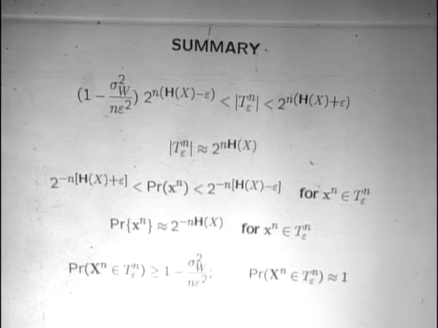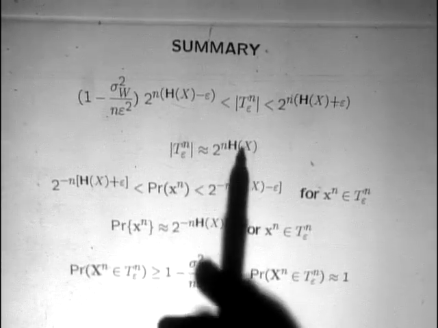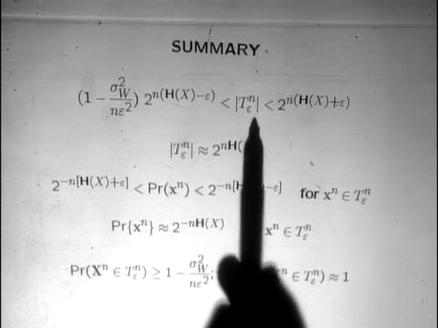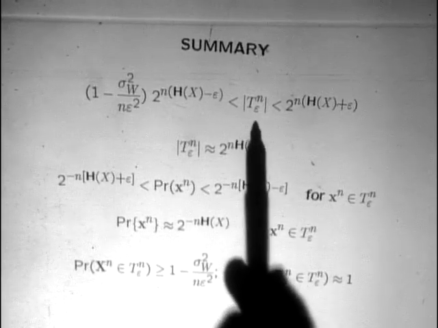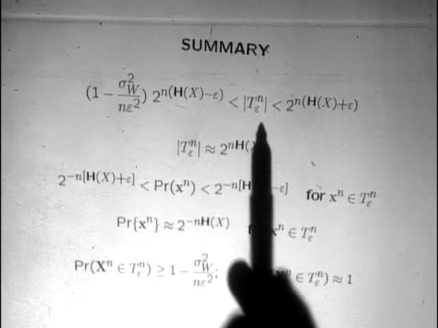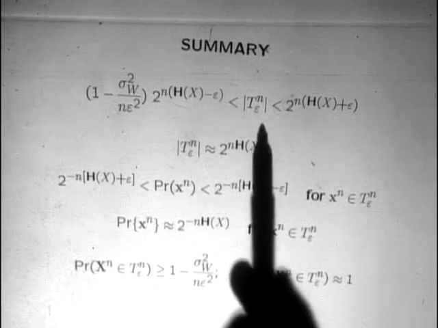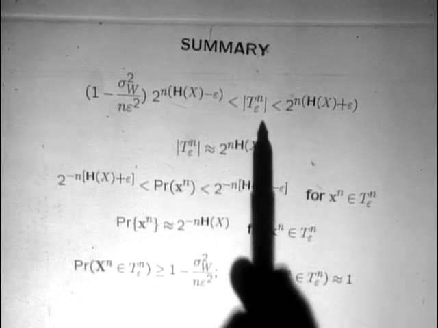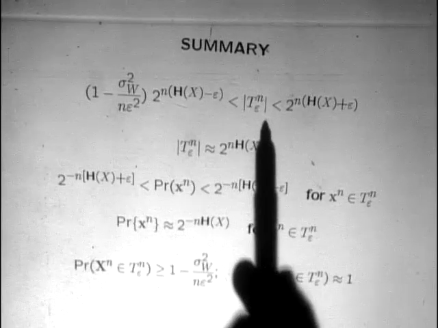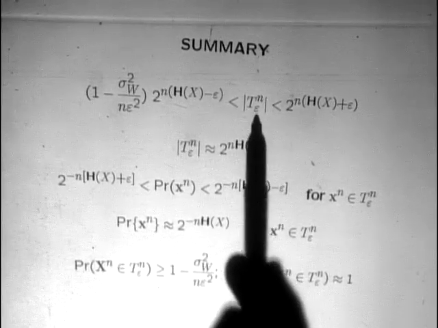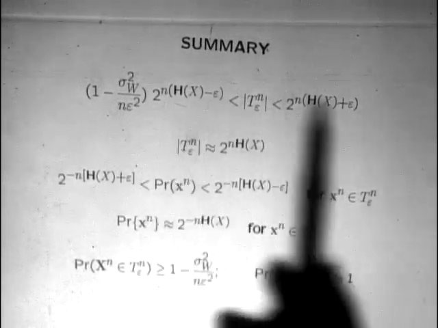The first of them is this one. It's a bound on the number of elements in a typical set. I'm not going to rederive that again, but it comes from looking at the fact that all of the typical elements have roughly the same probability. All of them collectively fill up the whole space, and therefore you can find the probability of each of them by taking 1 and dividing by the probability of each of them. When you do that, you get two bounds.